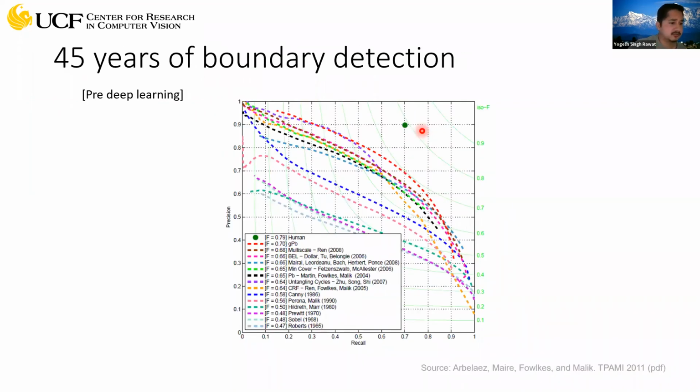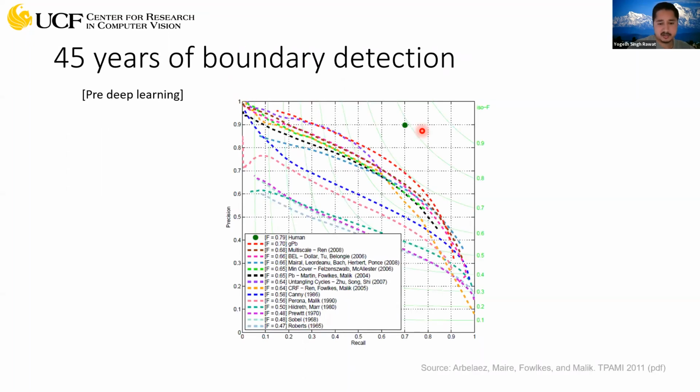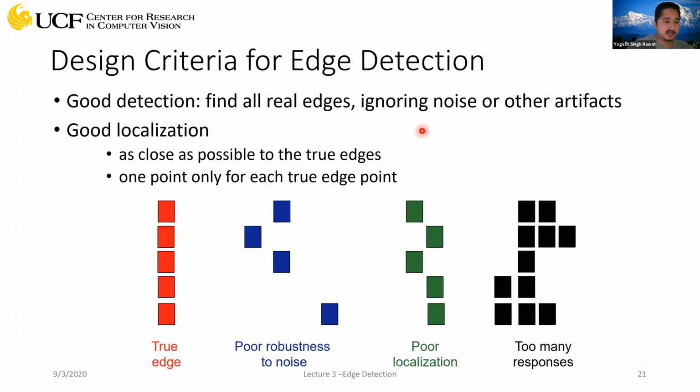Now, I think we are out of time. So we are going to cover the Prewitt and Sobel edge detectors in the next lecture. And along with these two, we'll also cover the Canny edge detector and the Hildreth edge detector. So any quick questions? We have about 1 minute left.